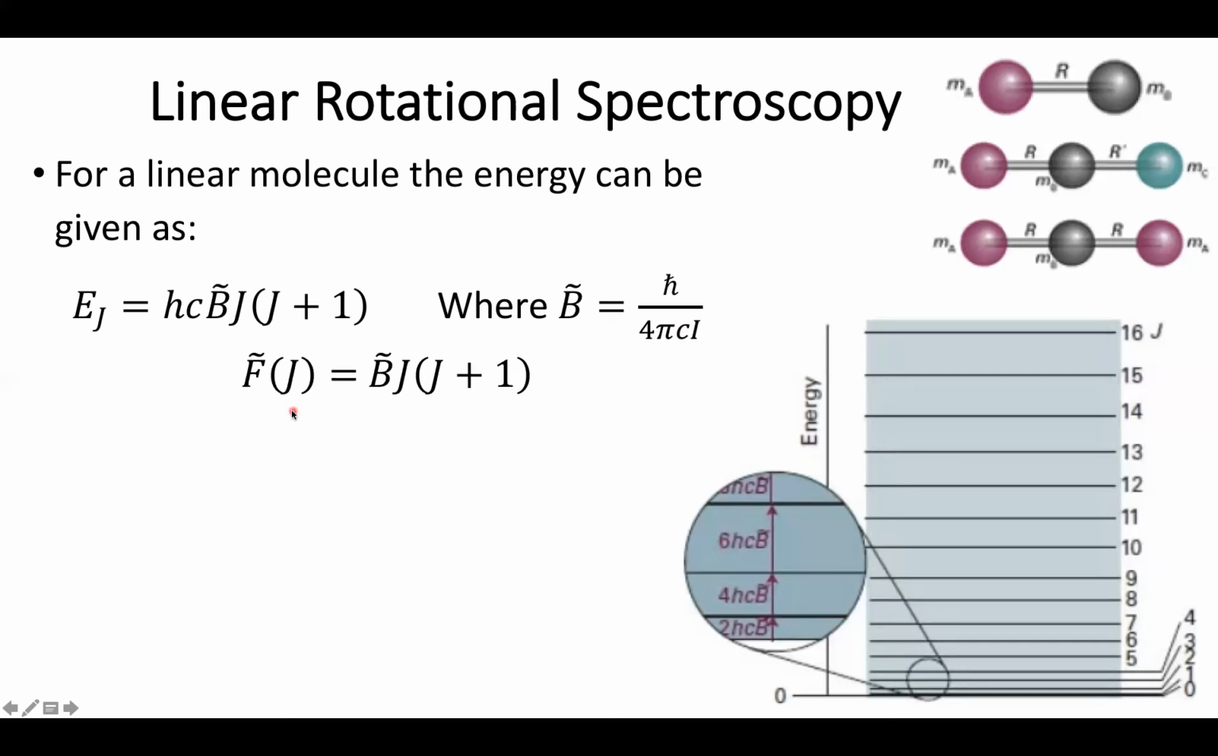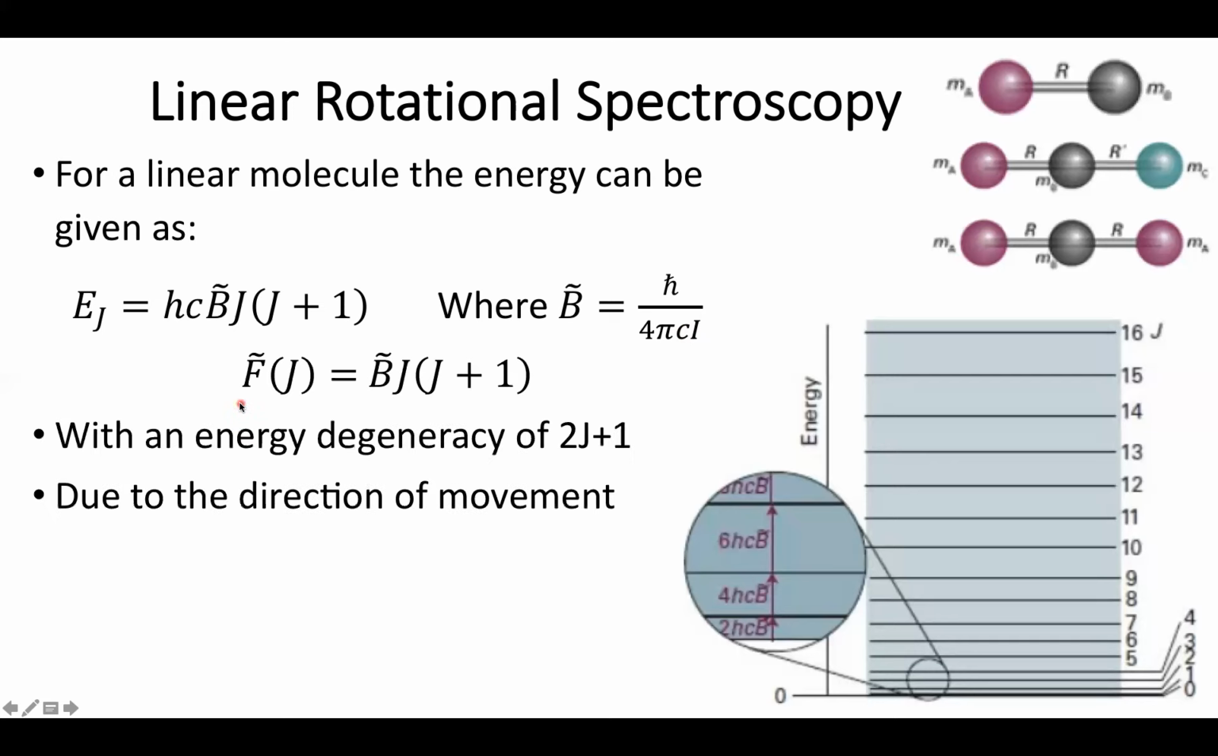as that determines the moment of inertia. Now, one of the things to make note is that each of these energy levels has a degeneracy of 2J plus 1. So one of the ways to think about this is that as I move faster and faster, I have more and more directions that that movement can be pointed in. And consequently, each one of those directions the movement is pointed in gives us a degenerate state.